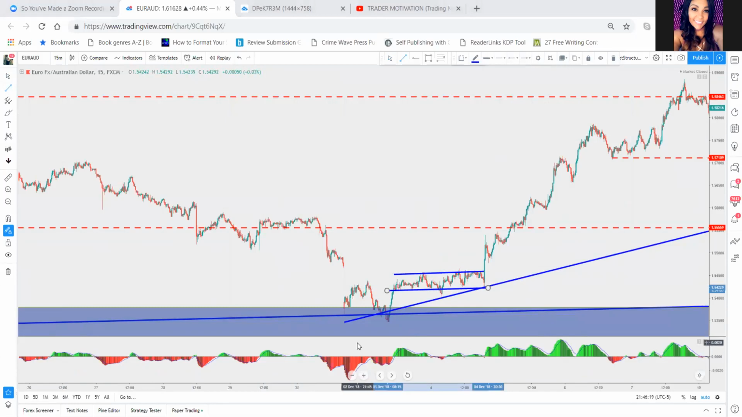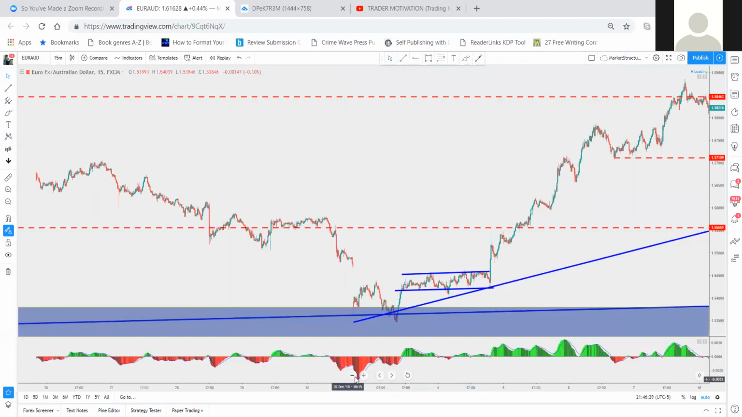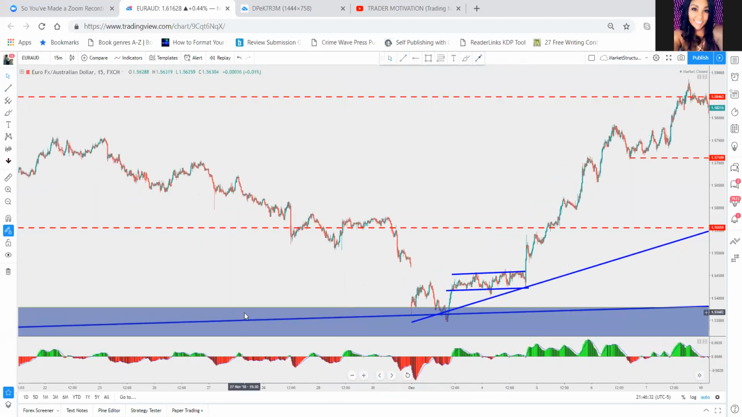Can you repeat the confirmations again? The first one is you're at the supply zone. The second one is your MACD crossed over. And even though we're trading market structure, which we're just using the naked eye, these are just confirmations. You would never trade off this alone.